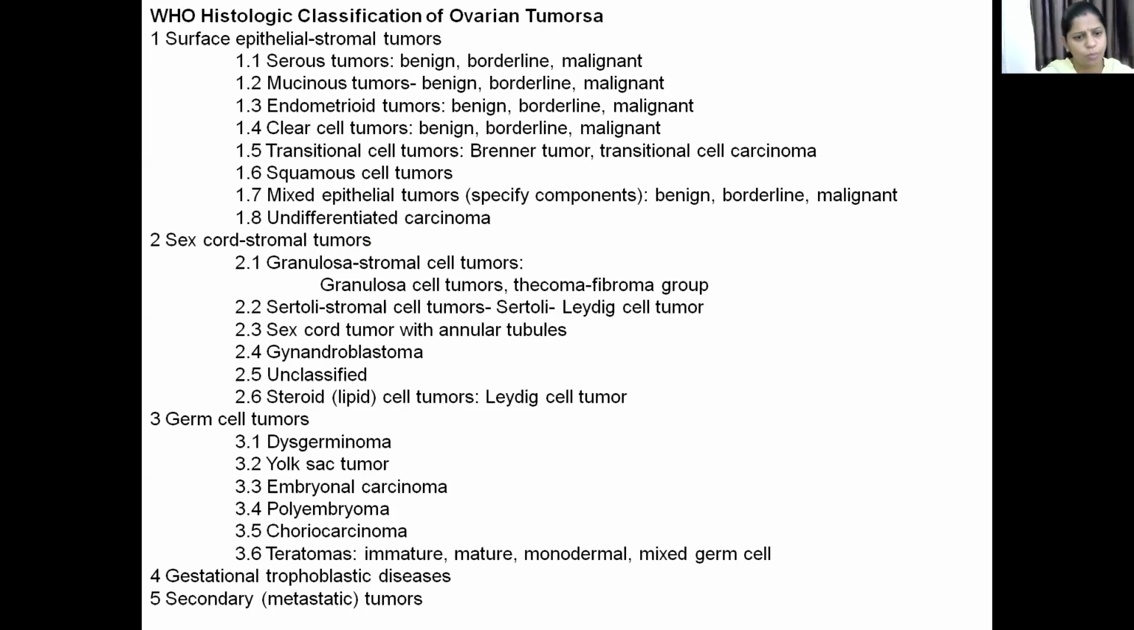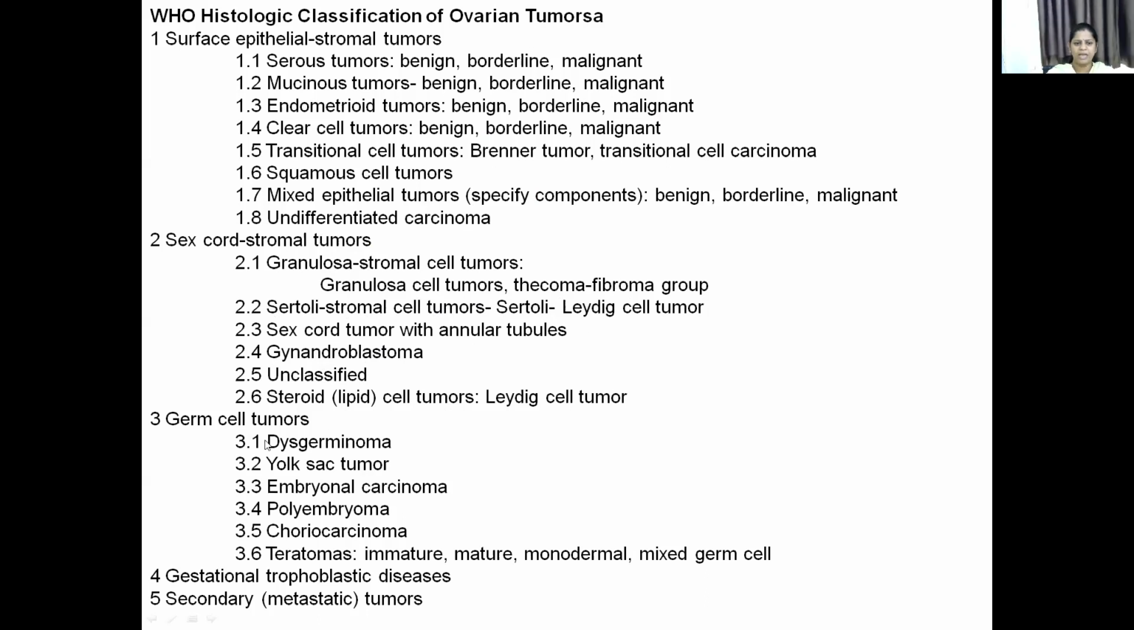Next, the sex cord stromal tumors. Granulosa stromal cell tumors, granulosa cell tumors, and thecofibroma group. These are included in the granulosa stromal tumor. Sertoli stromal cell tumors, Sertoli cell tumor. Then there is gynandroblastoma and lipid cell tumors. Okay, you just at least try to remember the classification and the names which are included in each entity.